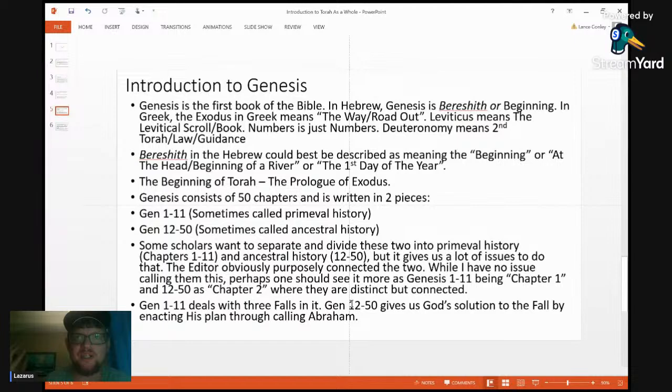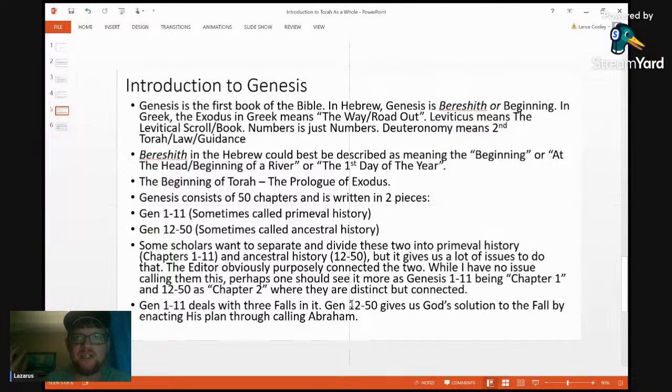If you read chapter 11 and chapter 12, it connects, right? So whoever edited Genesis obviously purposely connected the two. I don't have an issue calling it primeval or ancestral history because I'm around that stuff all the time. But for apologetics purposes, perhaps one should see Genesis 1 through 11 as, quote unquote, chapter 1 and Genesis 12 through 50 as chapter 2, so that they're distinct but connected.